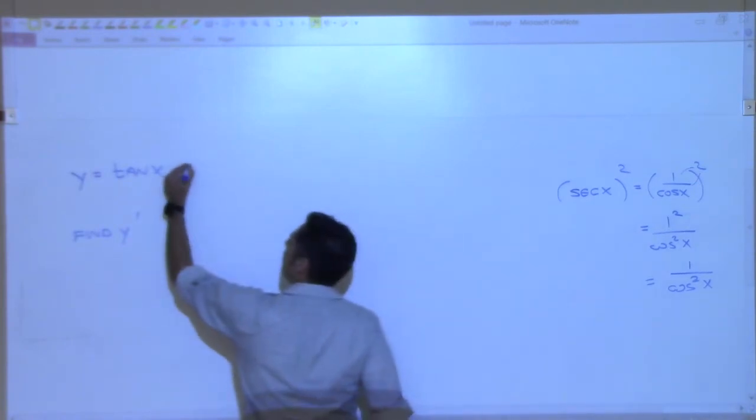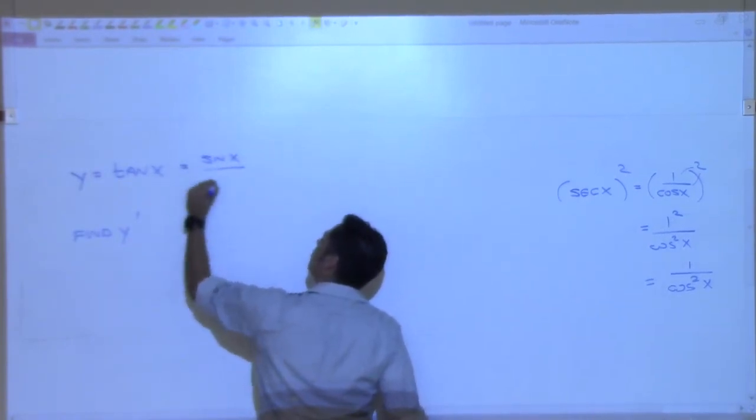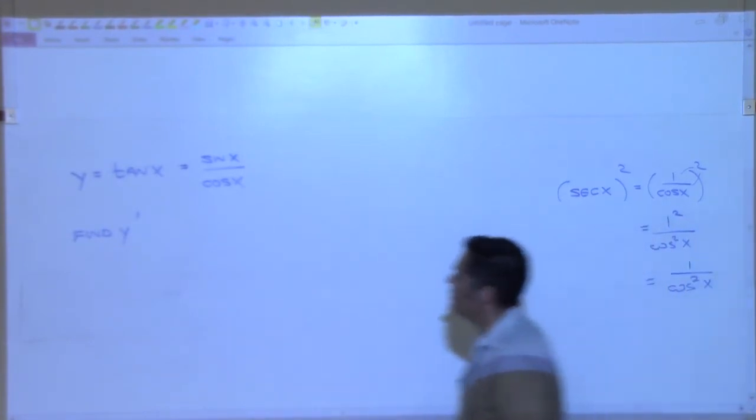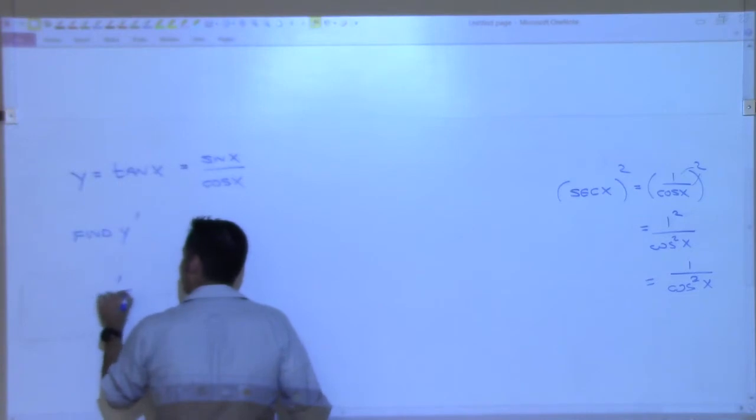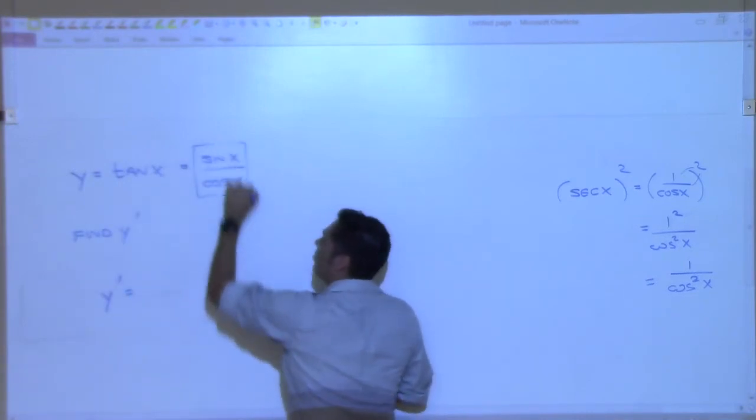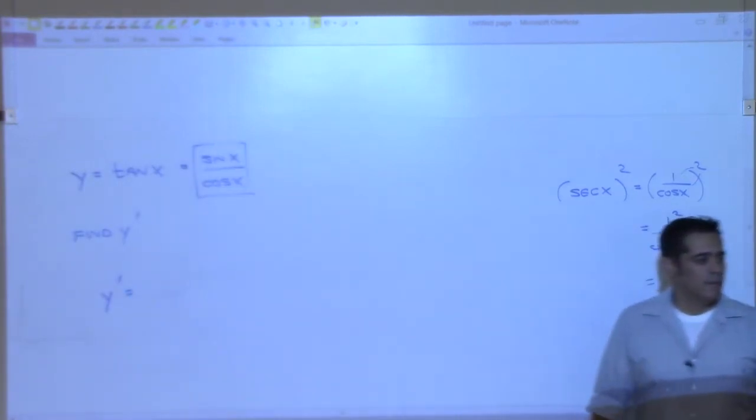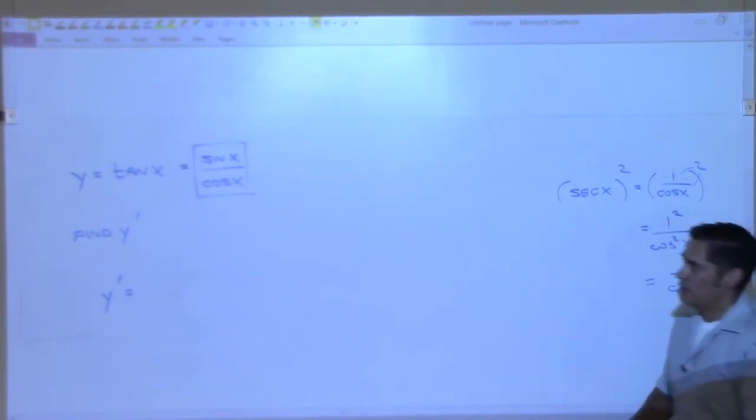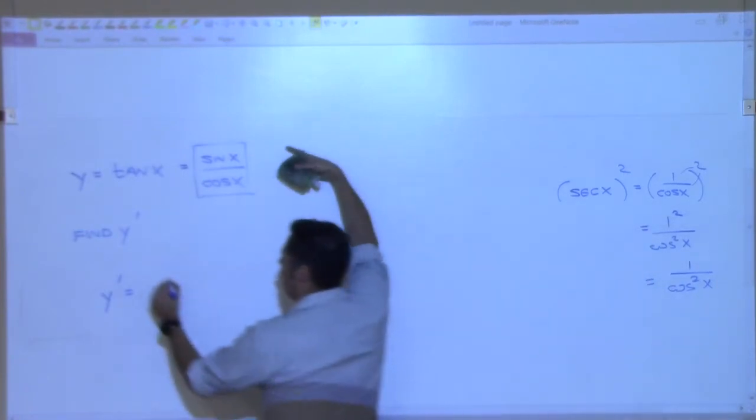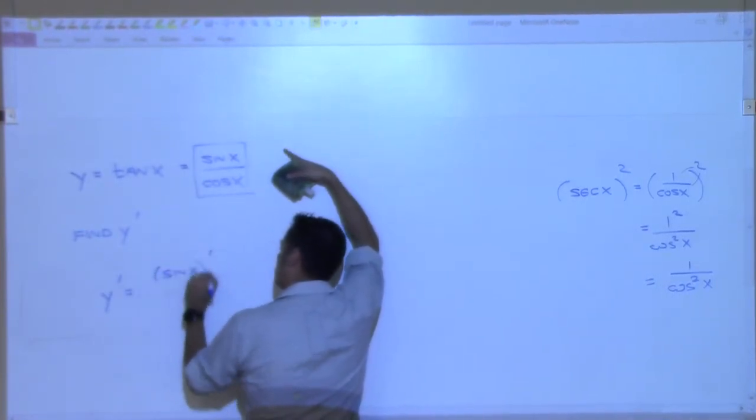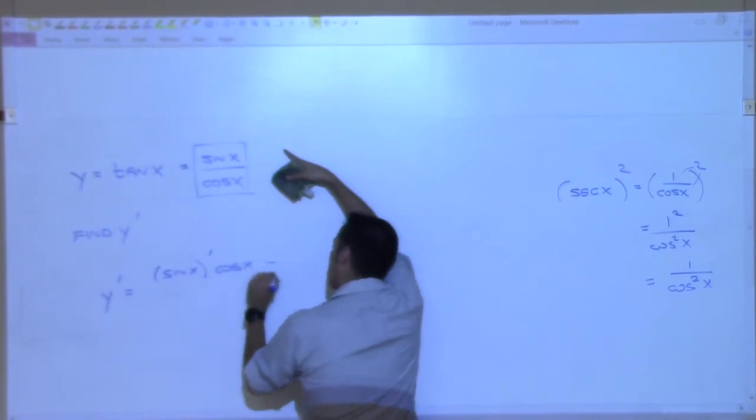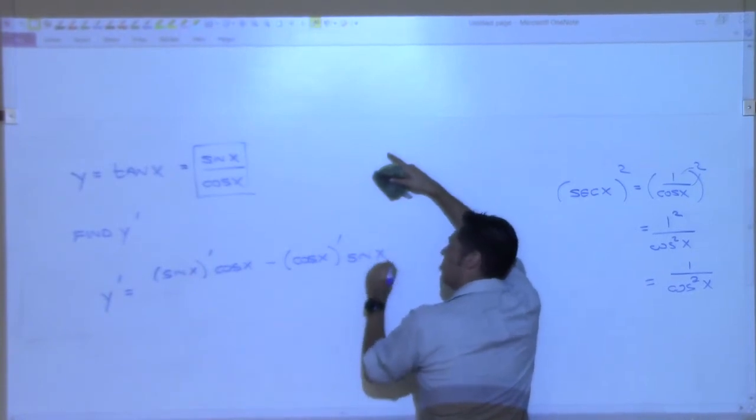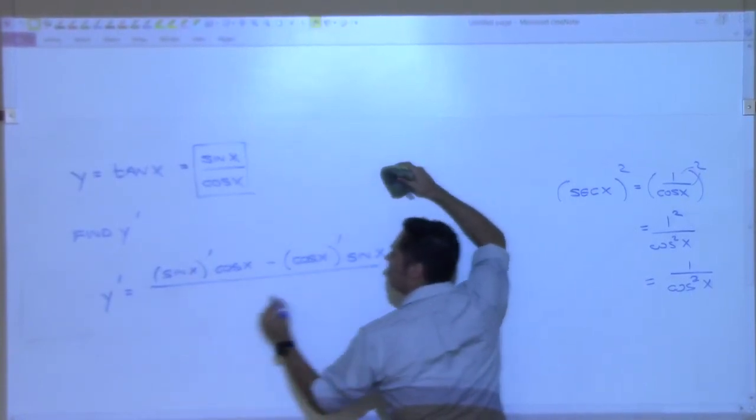But do you agree that tangent x is sine x over cosine x? You agree with that? Okay. Then if we ask for the derivative, we can actually look at this as being a quotient, can't we? It's a quotient. And so what is the derivative of a quotient? Derivative of the top times the bottom minus derivative of the bottom times the top all over bottom squared.